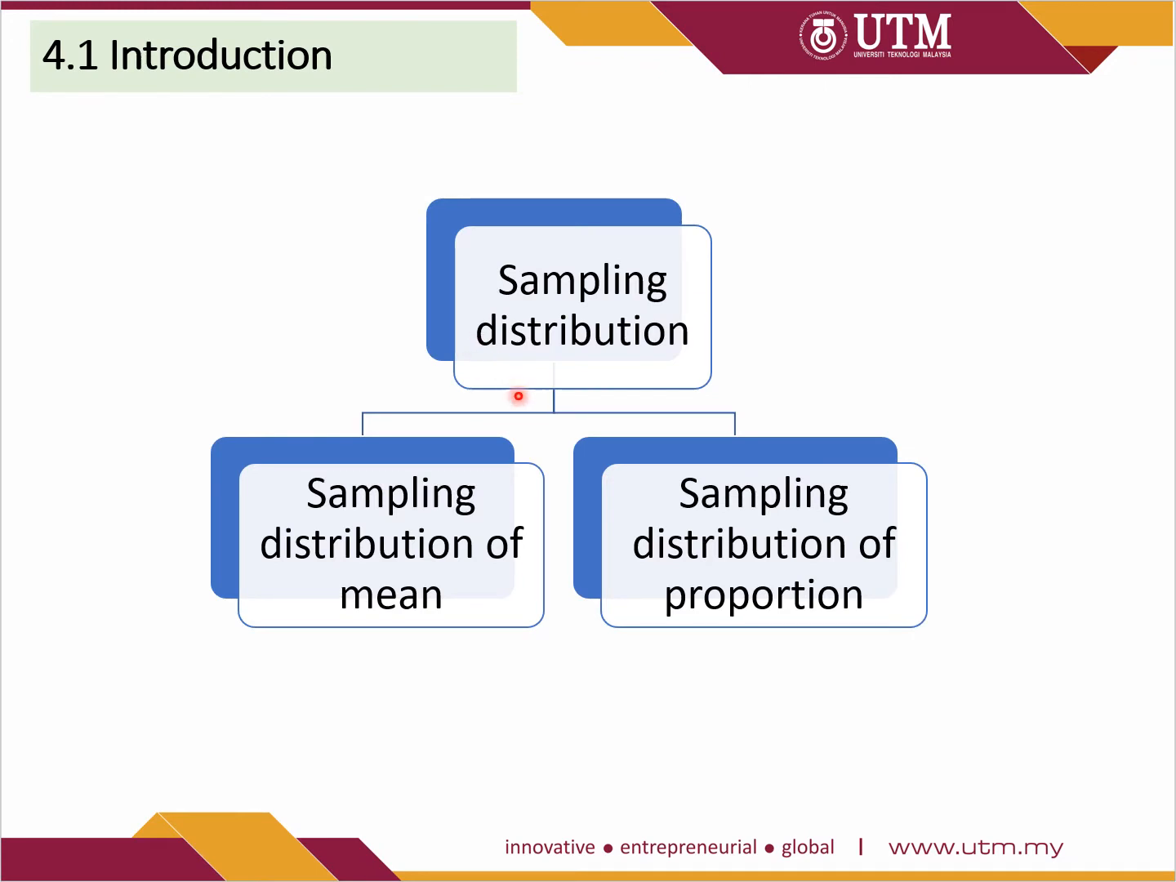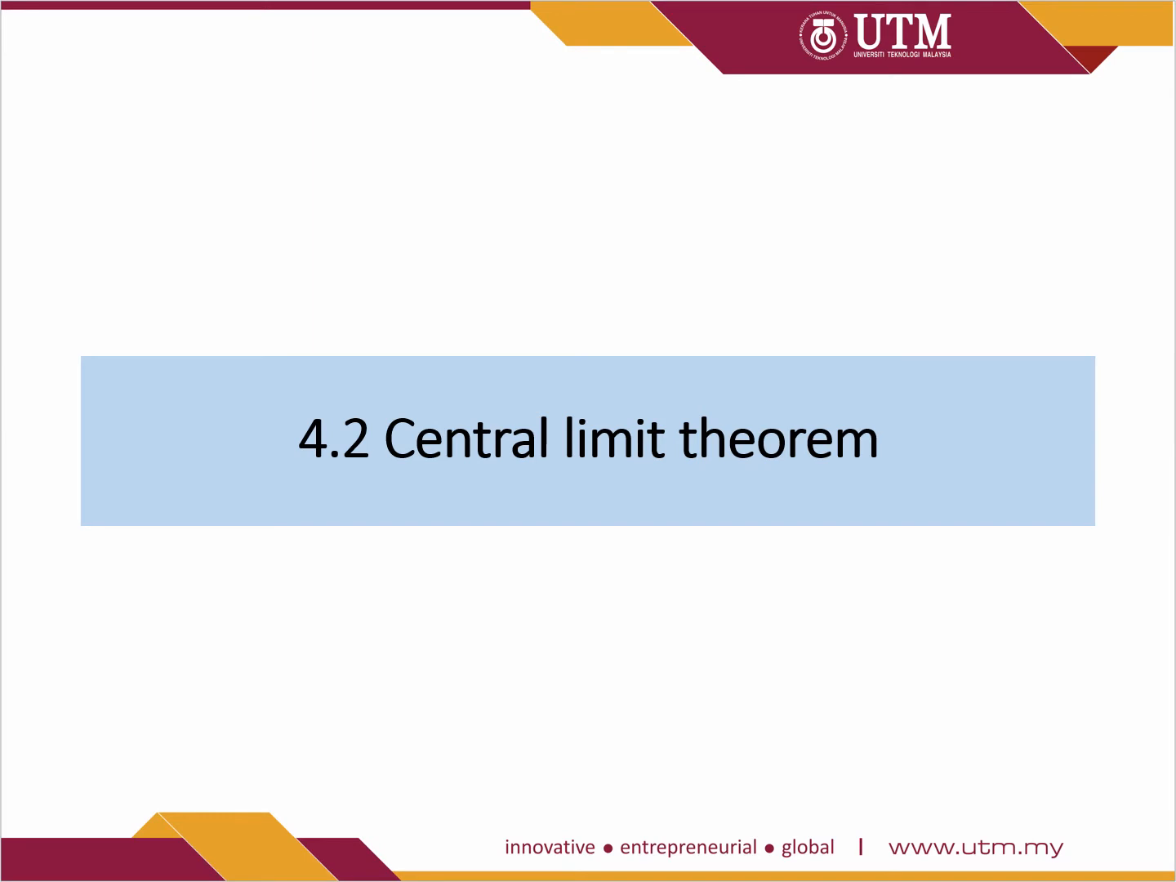Okay, so in this chapter, we will learn two types of sampling distribution. The main one is the sampling distribution of mean, and the second one is the sampling distribution of proportion. So inside here, we also will learn the difference of the mean, the sampling distribution of two different means, and sampling distribution of two different proportions. So before we go through the sampling distribution of mean and proportion, let us get to know what is the central limit theorem.